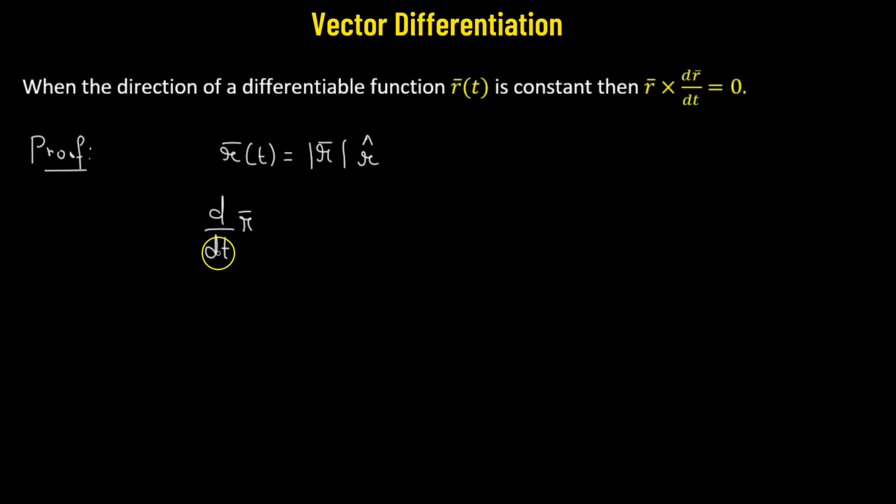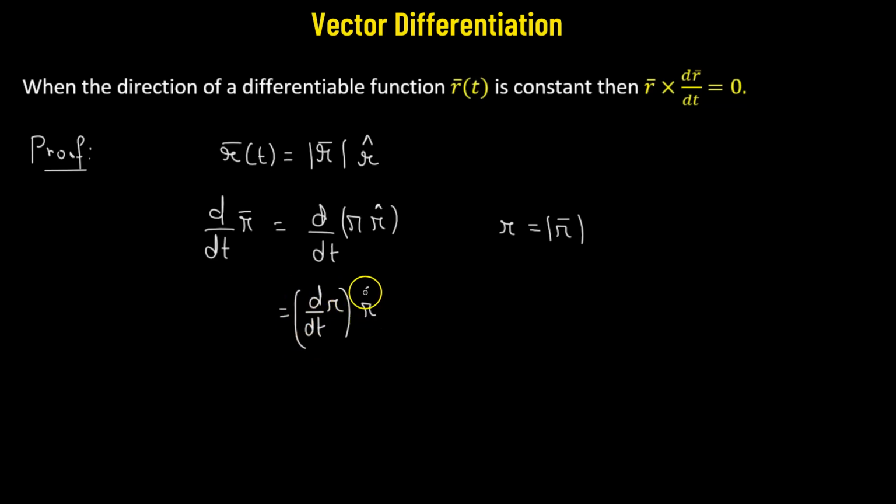So we have the derivative of r vector with respect to t, which is equal to the derivative with respect to t of r times r cap. Here we have used the fact that r and the absolute value of the vector r are exactly the same thing. Now we will use the product rule. On the right hand side we will have the rate of change of r with respect to t times r cap plus r times the rate of change of r cap. This is the vector dr vector over dt. Let's call it equation number 1.